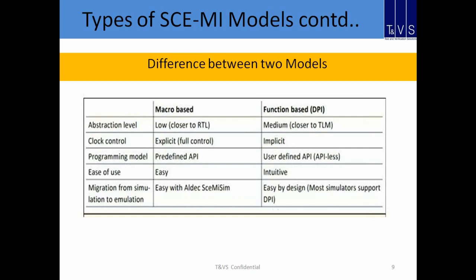And whereas that is implicit in case of function based. This macro based will have a predefined API, and function based will have a user defined API. And ease of use, it is just easy to use because you'll have the available macros. You need to just instantiate within the RTL. Whereas the function based, it's more intuitive. You need to define the function and you need to implement those functions. And also migration, it's easy with Altec SCE-MI Sim, but this function based is easy because most simulators support DPI.